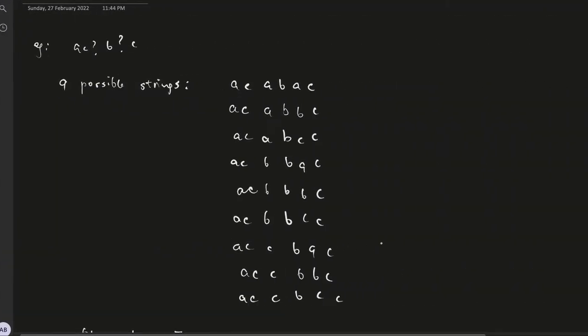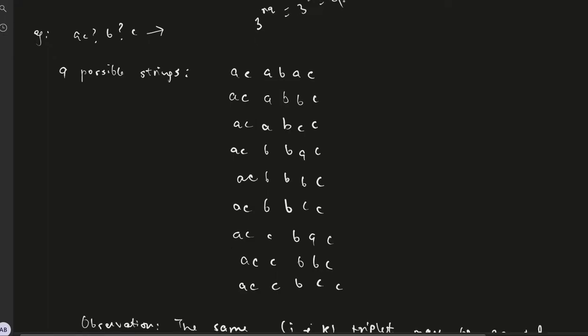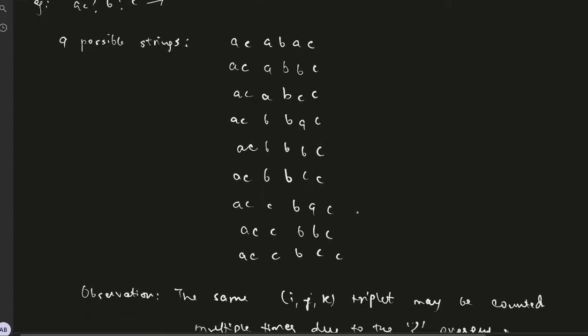Okay. So the explanation for the question is, for example, consider this string. Now, if we substitute the question marks with the characters A, B, or C, we'll get 9 possible strings because the number of question marks is equal to 2, and for each question mark, we have 3 choices. So the total number of choices is 3 to the power of the number of question marks, that is 3 to the power 2, which is equal to 9. These are all the choices we have.